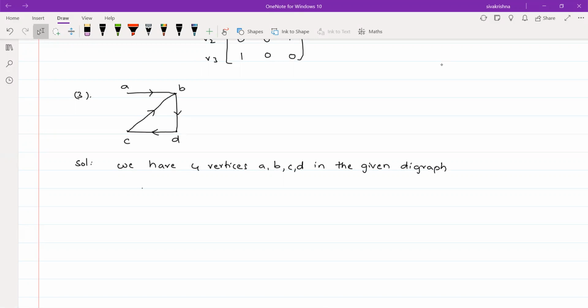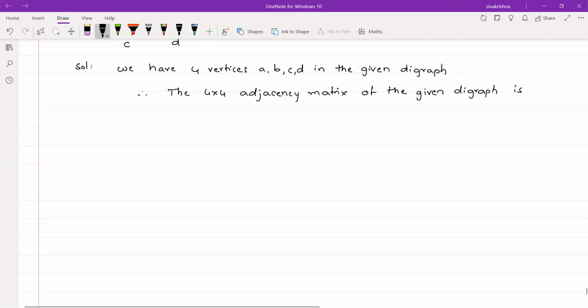So therefore, whenever we are having 4 vertices, then we can get a 4 by 4 adjacency matrix. Therefore, I am writing the 4 by 4 adjacency matrix of the given digraph is, once again we have to represent the vertices along row A, B, C and D, and also along column A, B, C and D. Okay, right.